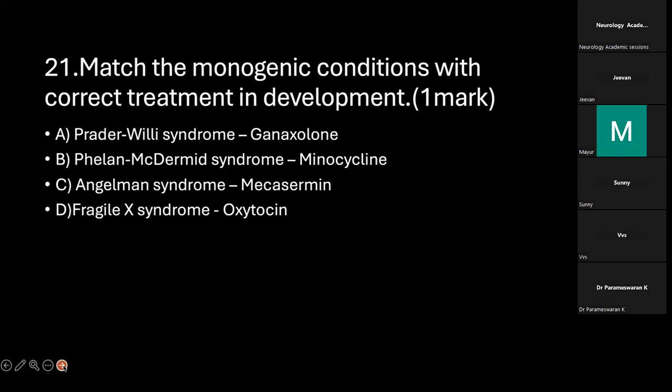21. Match the monogenic conditions with current treatment in development. Prader-Willi syndrome, ganaxolone. Phelan-McDermid syndrome, minocycline. Angelman syndrome, mecasermin. Fragile X syndrome, oxytocin.